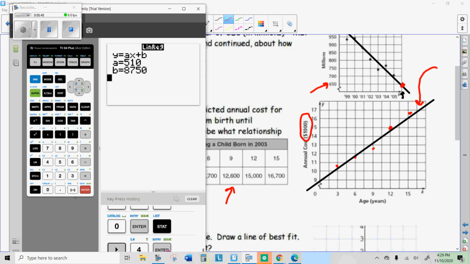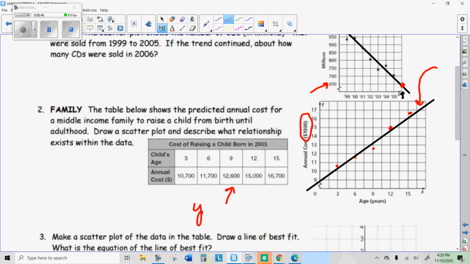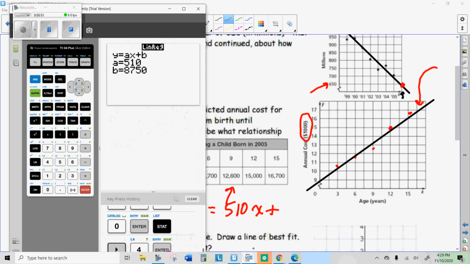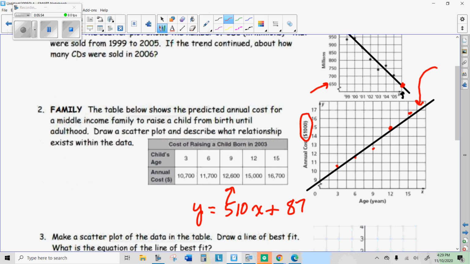And what this is telling me, so I'm just going to write down this equation, we can talk about it. It's y equals 510x plus 8,750. What that's saying is that the cost of raising a child goes up about $500 for every year that they age. So a 4-year-old would cost $500 more to raise than a 3-year-old, and so on in the year 2003. So we can strengthen our relationship a little bit by looking at the equation that's presented there.